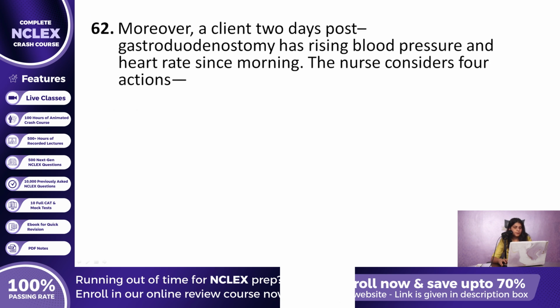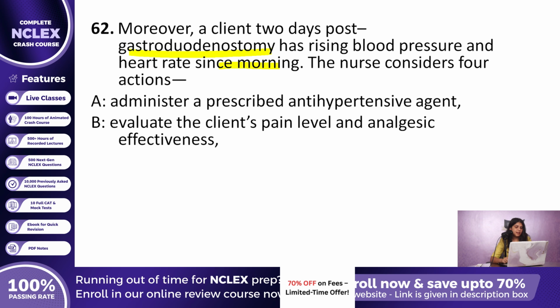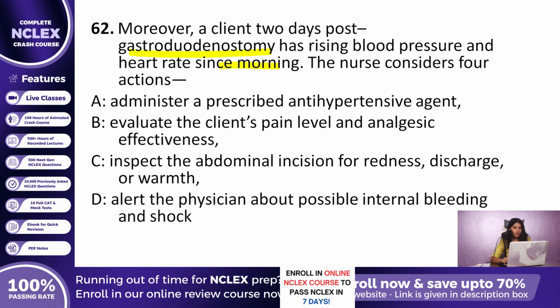Question 62. Moreover, a client 2 days post-gastroduodenostomy has rising blood pressure and heart rate since morning. The nurse considers 4 actions. A. Administer a prescribed antihypertensive agent. B. Evaluate the client's pain level and analgesic effectiveness. C. Inspect the abdominal incision for redness, discharge, or warmth. Or D. Alert the physician about possible internal bleeding and shock. And the next step should be B.